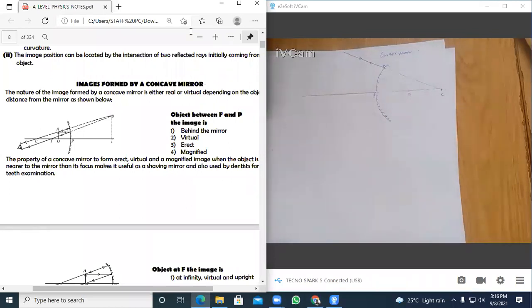Stephen, have you ever seen concave mirrors somewhere? Let us start with the concave mirror. Concave mirror, Naruvega, where have you ever seen a concave mirror or convex mirror being used?